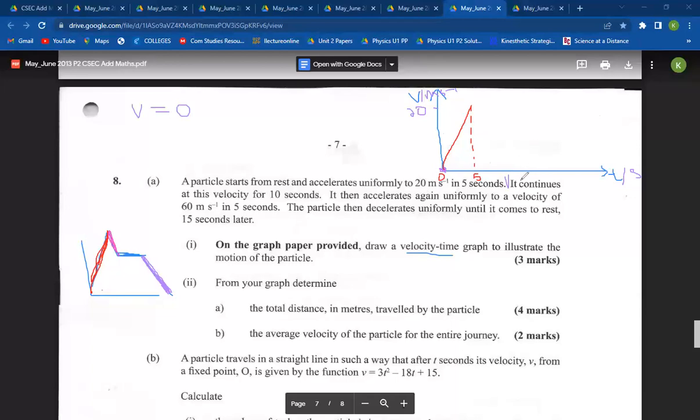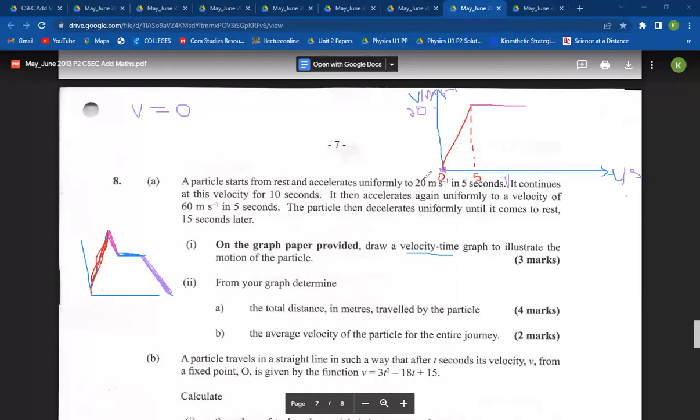What's the second phase? They told me it continues at this velocity for 10 seconds. It continues at this velocity, meaning the 20 meters per second, right? If my velocity does not change, it remains at 20 meters per second. That means that I have a constant velocity. Back to the key features of a velocity time graph. If you have a constant velocity, what does that look like? If my velocity does not change, it stays at 20. What does that look like? It's a horizontal line.